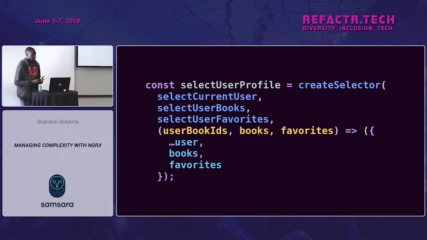As I mentioned before, selectors are building blocks. If we wanted to take this data a step further and combine a current user, their books, and their favorites, we could do all that efficiently and in a reusable way, because these selectors are built with memoization, which means that they remember the last value that they used. So even if the state changed, if it does not impact the result of this selector, then the selector won't fire.